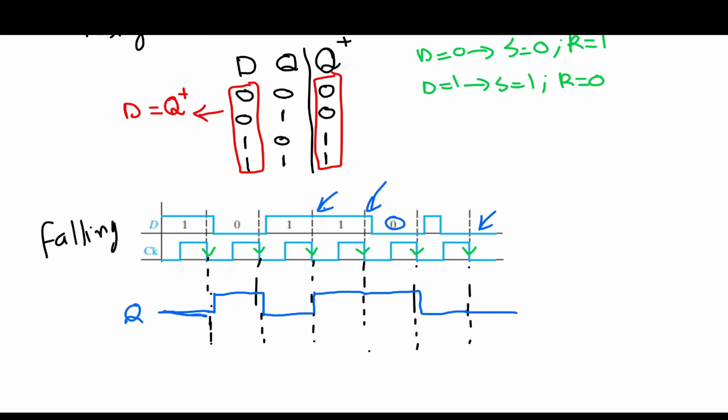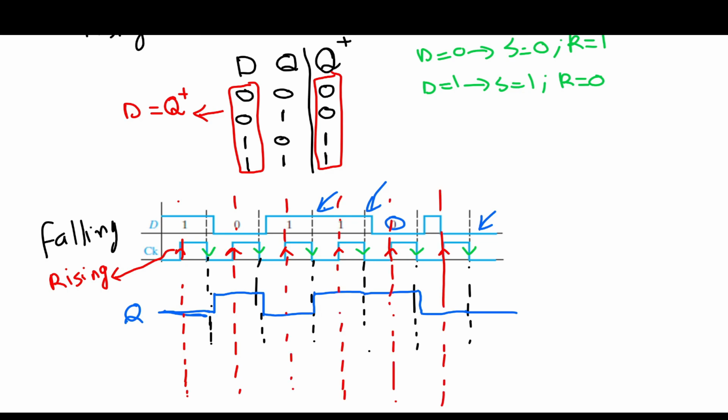Now let's do the same thing, but for rising edge trigger. Let's use another color for this. Let's use red. So here we have a rising edge. Here we have rising edge, rising edge, rising edge, rising edge, rising edge. So in red, we're going to plot Q for rising edge trigger. Let's first draw the dashed lines at all the rising edges.